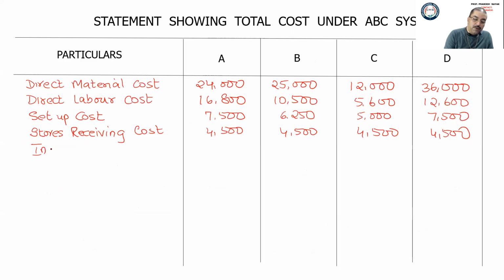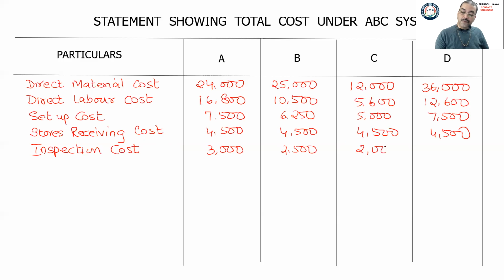Inspection cost. Now you calculate and tell me. Rate is calculated. How much? 3,000, 2,500, 2,000, 3,000.